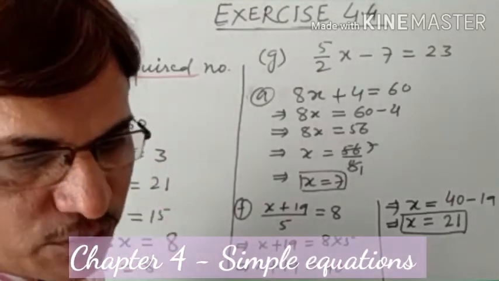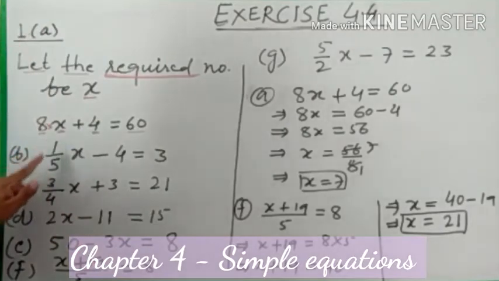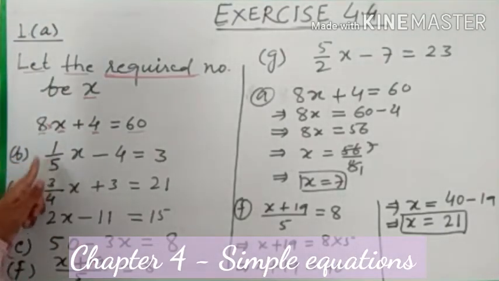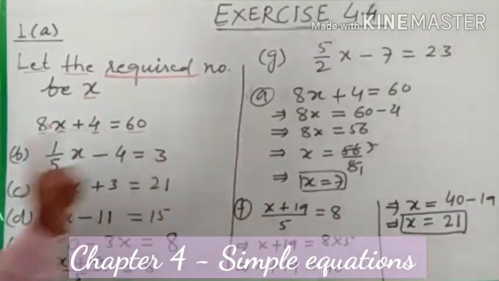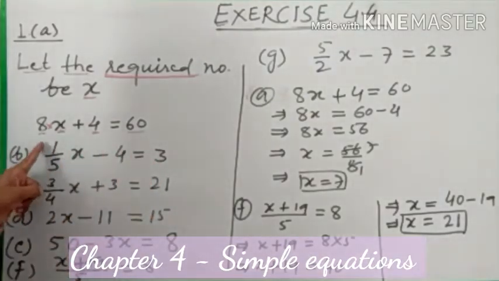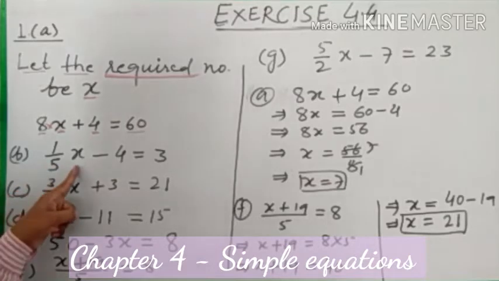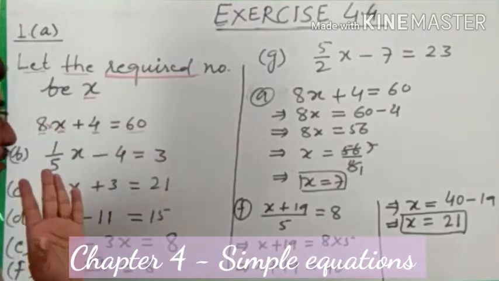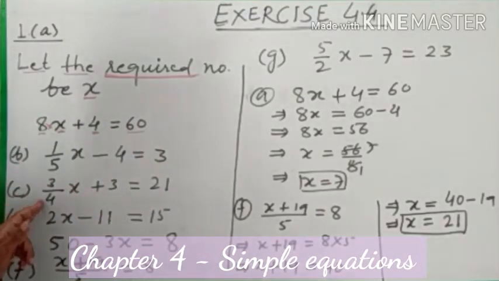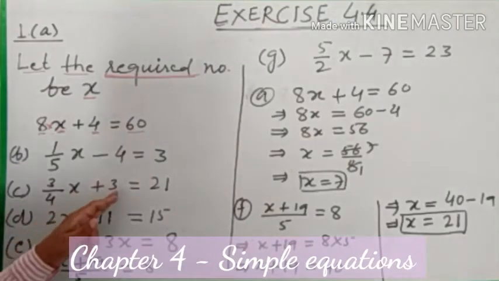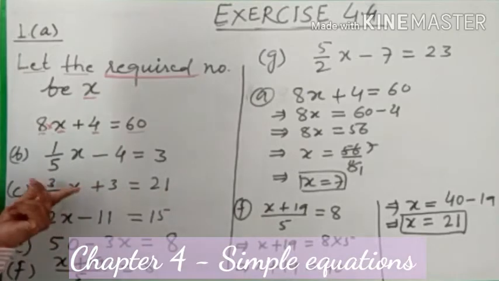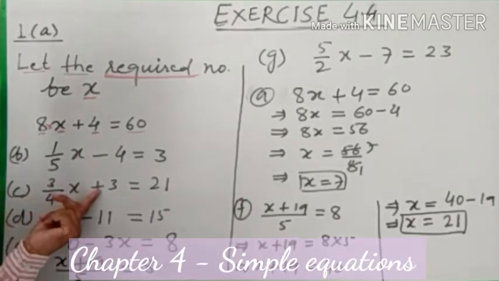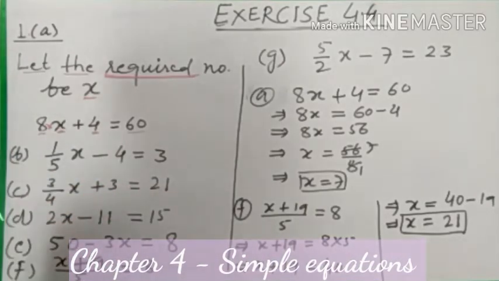Question second. 1/5 of a number minus 4 gives 3. Okay. So 1/5 x, 1 upon 5x minus 4 is equal to 3. See, 3/4 of a number and add 3 you get 21. 3 upon 4x plus 3 is equal to 21.